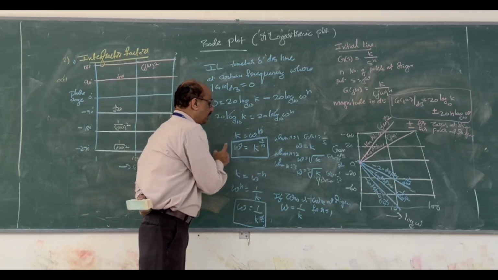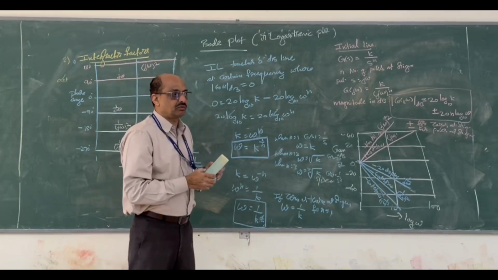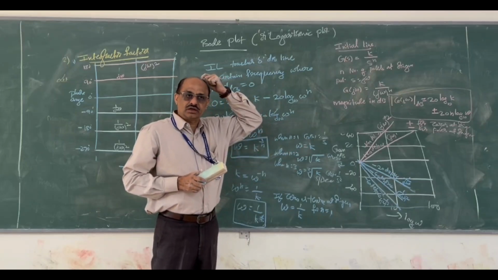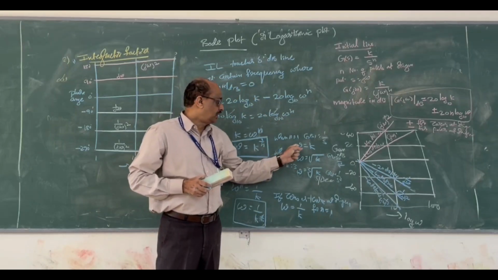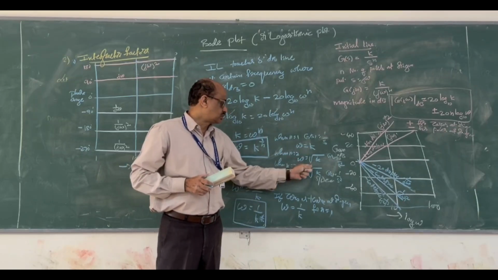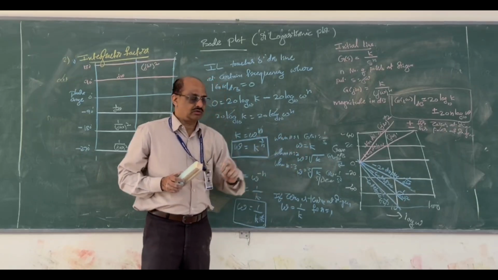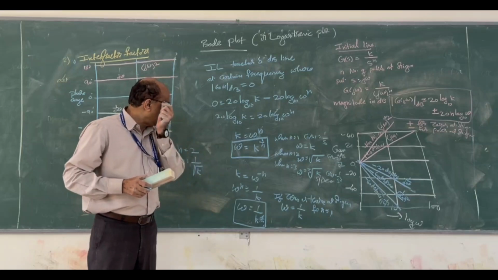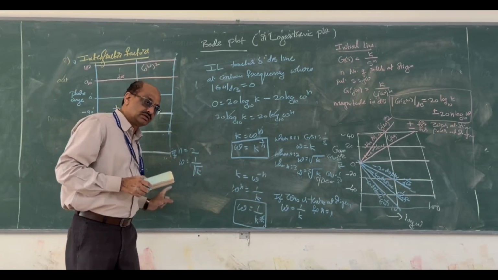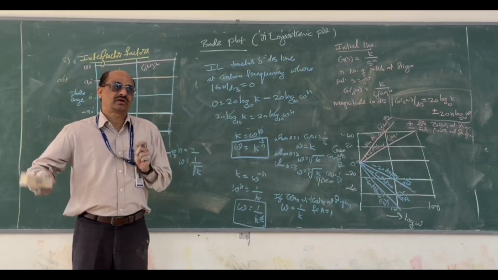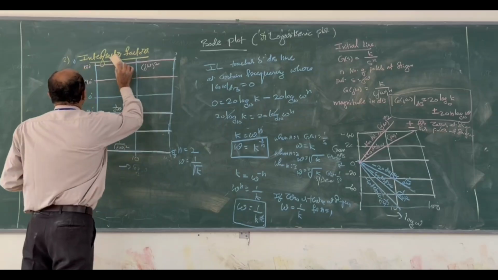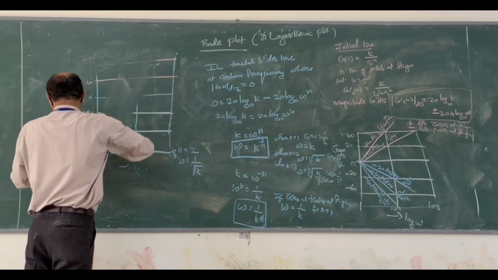So you need to remember this. If I have one pole at origin, the initial line meets the 0 dB line at omega equal to k, for 2 it is root k, and for 3 cube root of k. Same way, one 0 gives 1 by k, two 0s give 1 by root k, three 0s give 1 by cube root of k. Got it? Right? That's the integral factor.